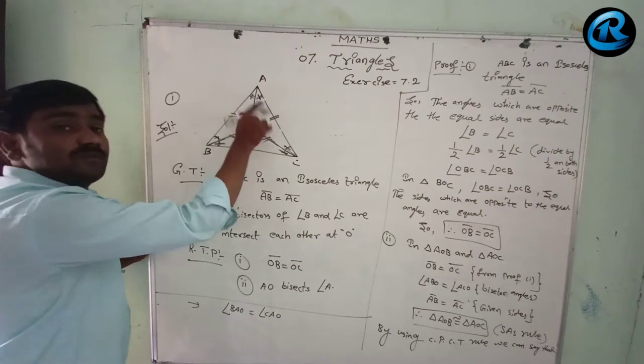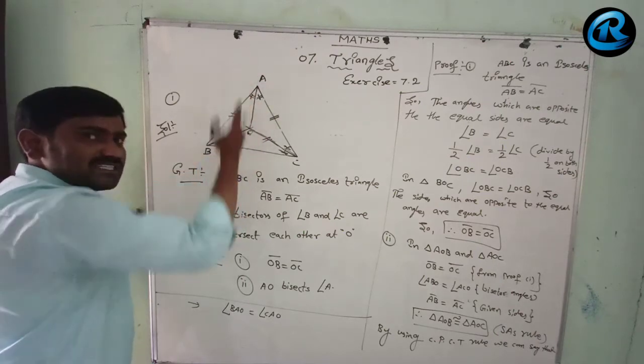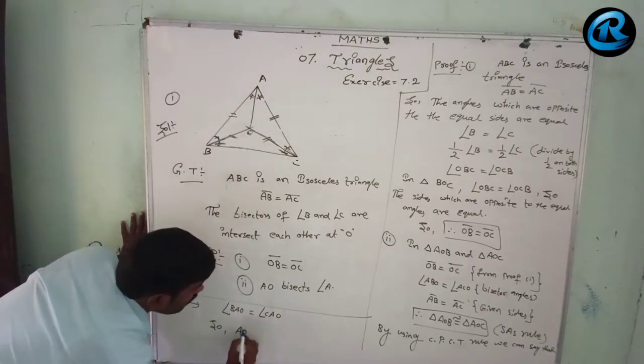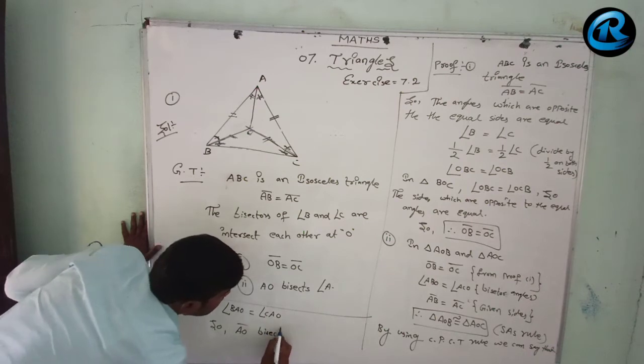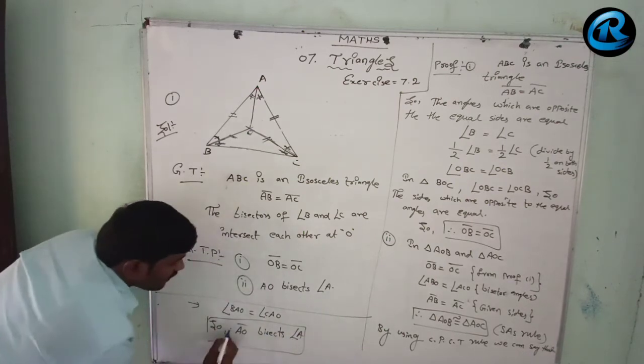When these two angles are equal, that is when AO bisects these two angles. So here AO bisects angle A. Hence proved.